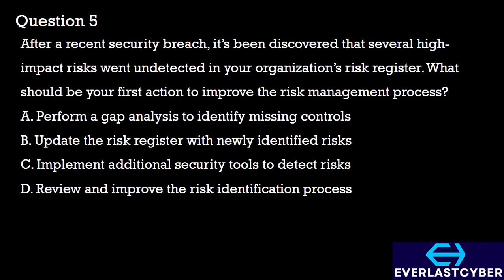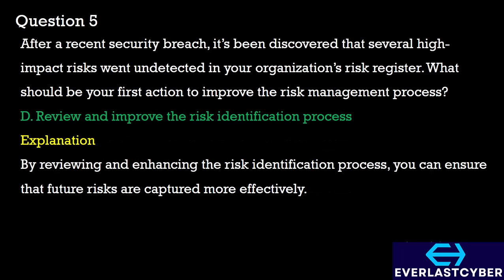While performing a gap analysis and updating the risk register with the newly identified risks are important actions, these are not the first steps that should be followed. Implementing security tools can also help with detection, but it will not resolve the underlying issue in the risk management process. So the first action that should be taken will be option D. Review and improve the risk identification process.